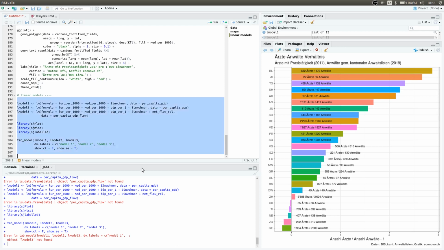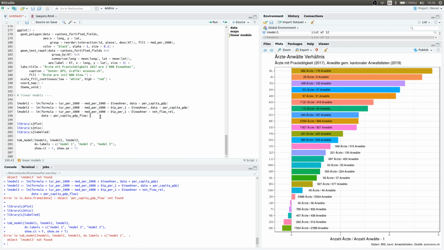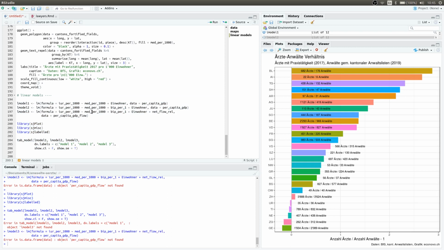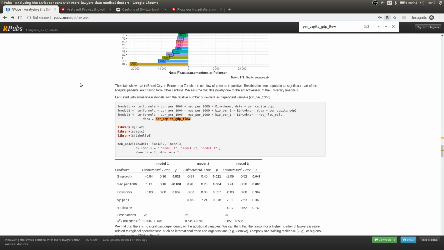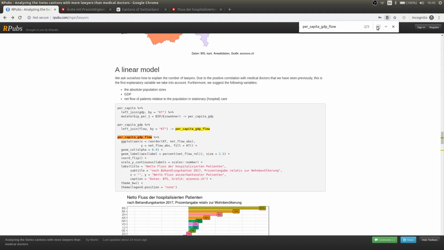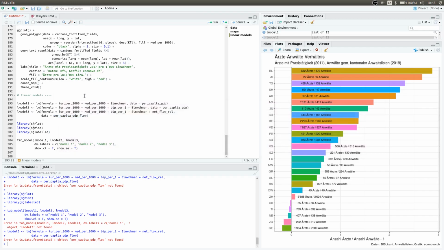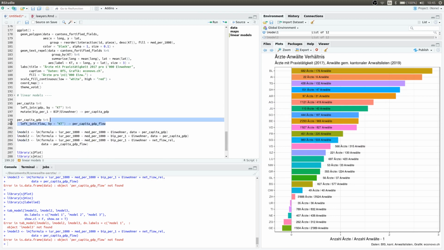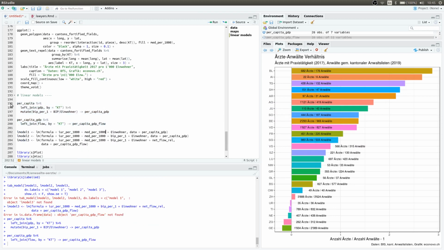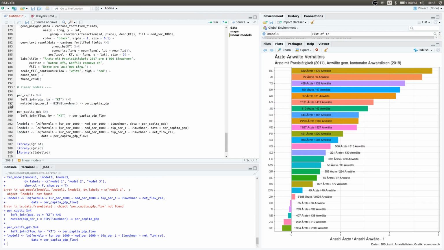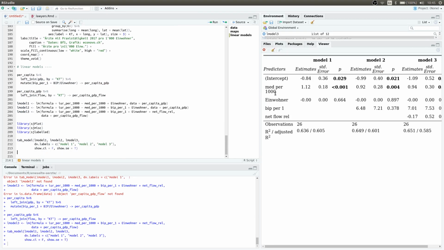And we don't have that model. Let's do it again. L model. Why? I think we need to do this, otherwise it will not work. I have to compute the data first. And now we can run this and have the tab model from sjplot.